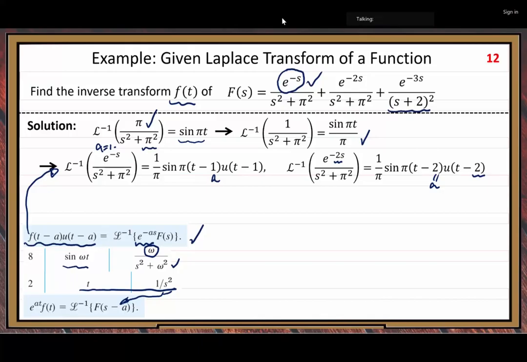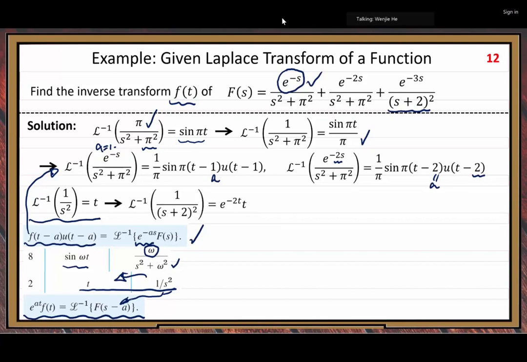All right, so let's do the third term. First, when we start, we take the inverse Laplace transform: 1 over s squared equals t, using this formula. After that, we need to apply the first shifting theorem.